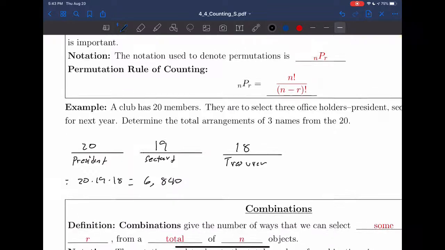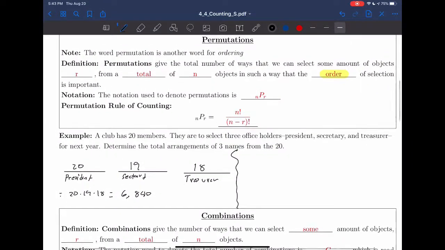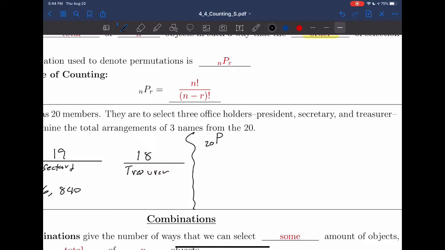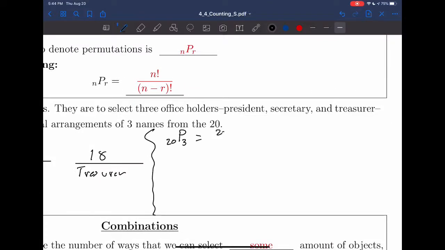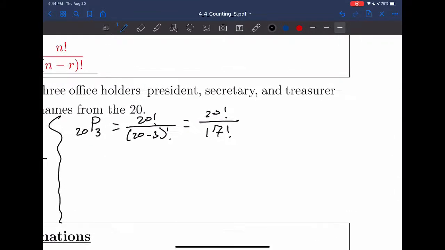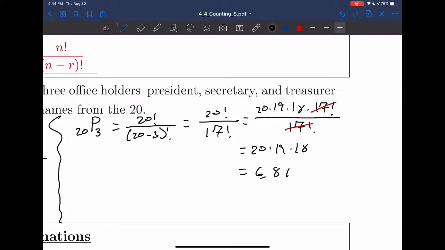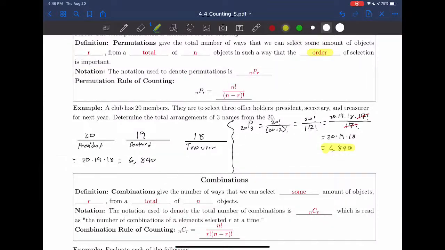But we could also use permutation to figure this out. So in this case, out of the 20, we're picking 3, and order does matter here. So we could just plug it into our formula, and you should get 20 factorial over 17 factorial. But let's say your calculator can't compute this because it's too big. What you could do is 20 times 19 times 18 times 17 factorial over 17 factorial, and then just cancel them out. So this will be 20 times 19 times 18, which should give you the same result as we did in the other example.